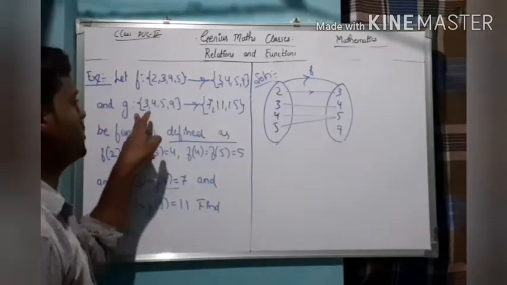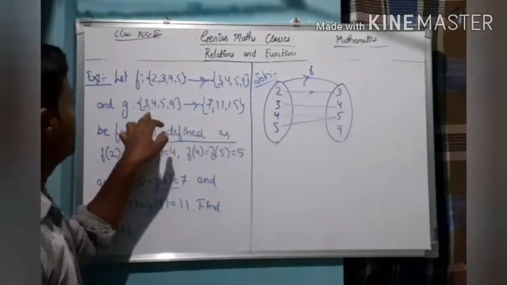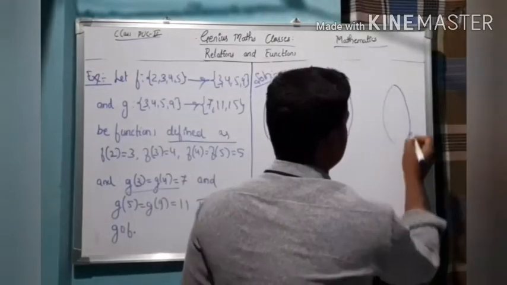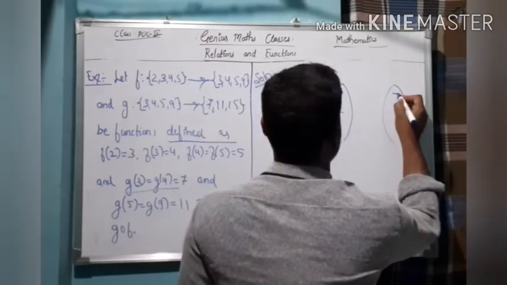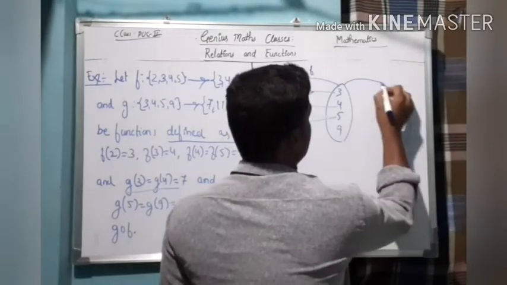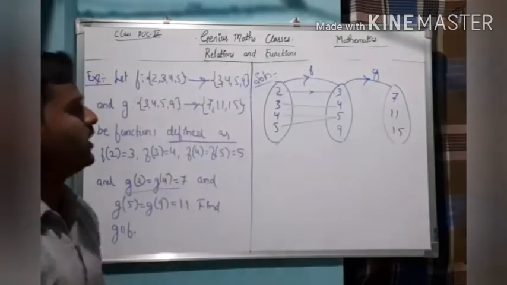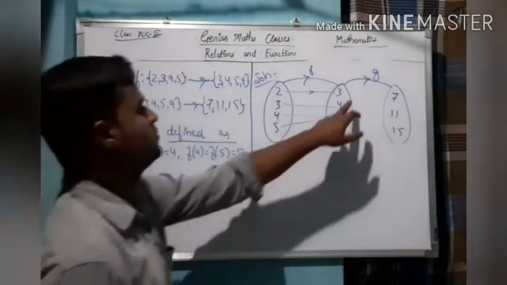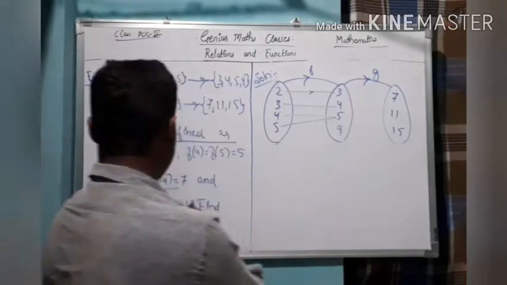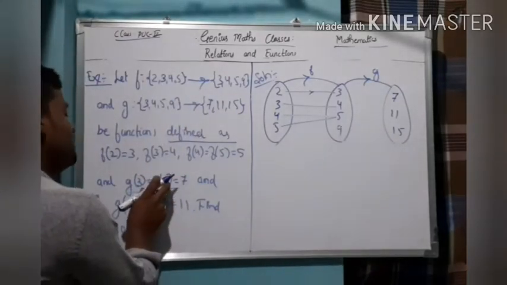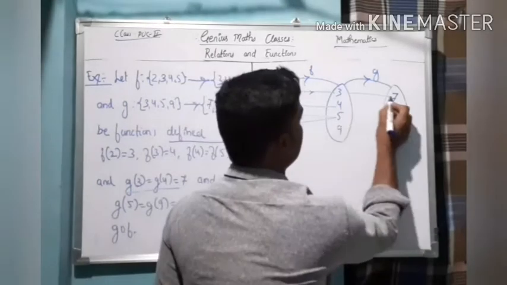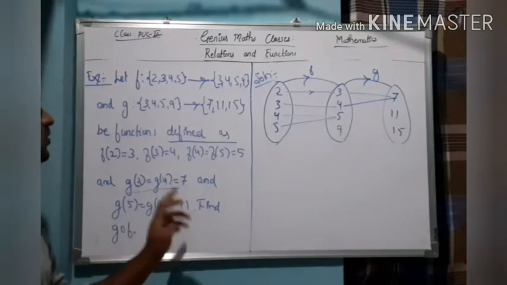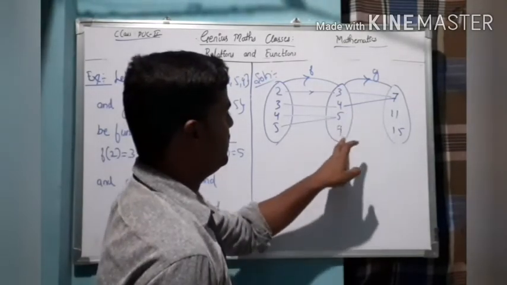Now come to the function g. So g is defined from {3, 4, 5, 9} to {7, 11, 15}. Draw another set, that is 7, 11, 15, and the function is g. This is another function g, and its images are g of 3 and g of 4. So images of 3 and 4 are the same. 3 goes to 7 and 4 goes to 7. Similarly, g of 5 equal to g of 9 equal to 11. Similarly here, images of 5 and 9 are the same.